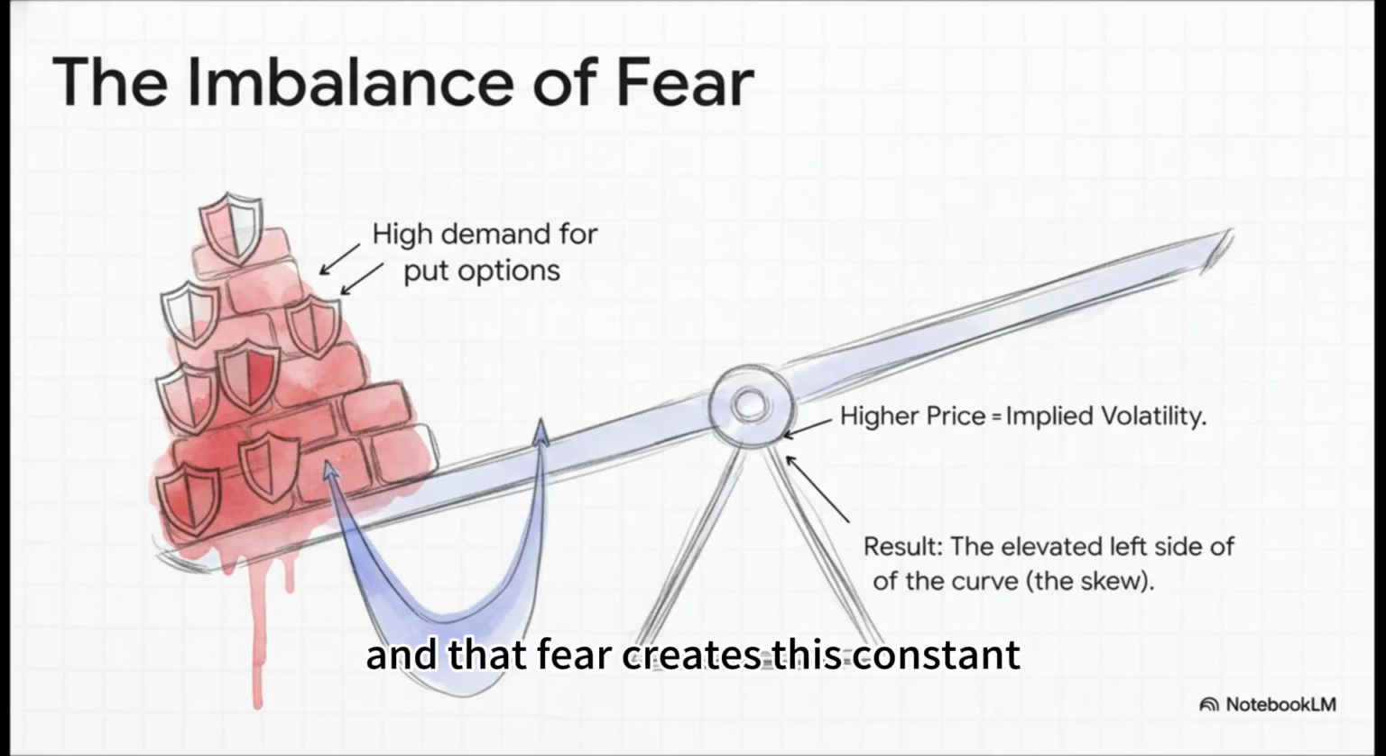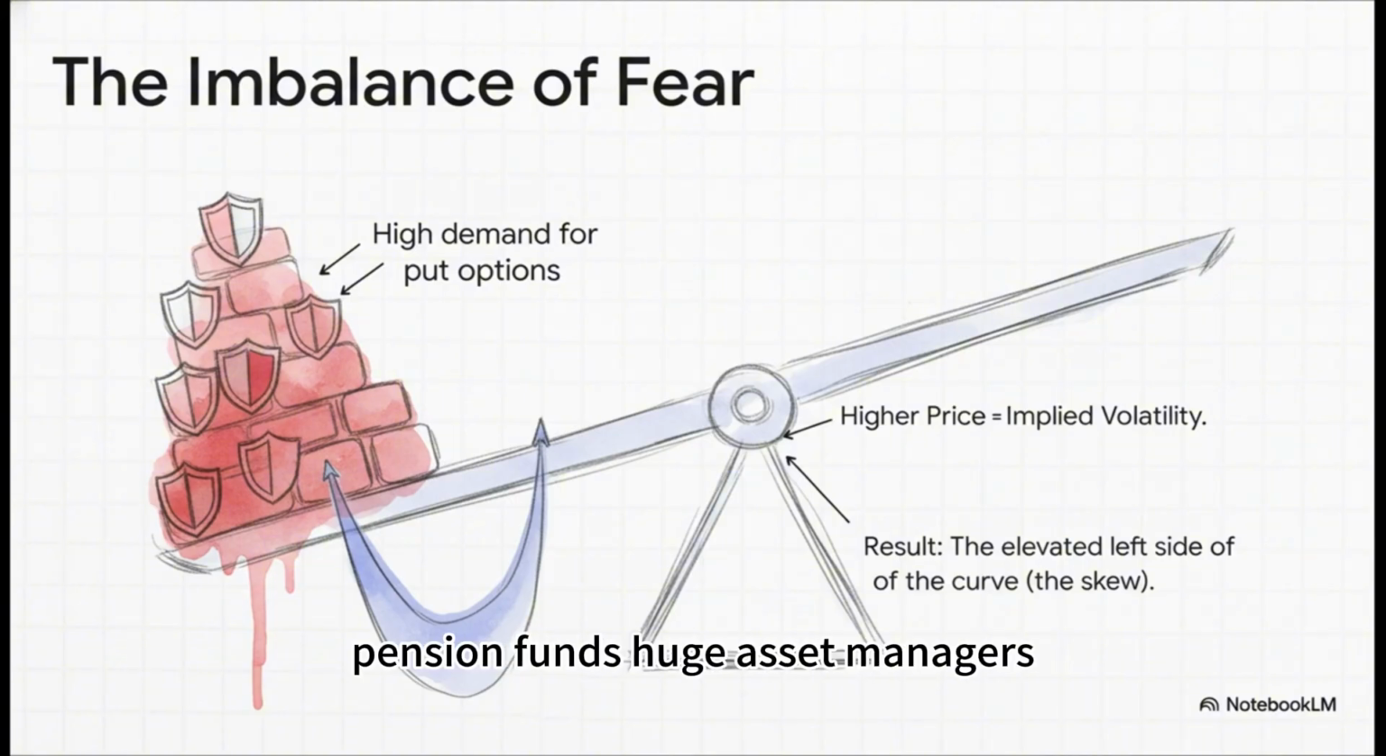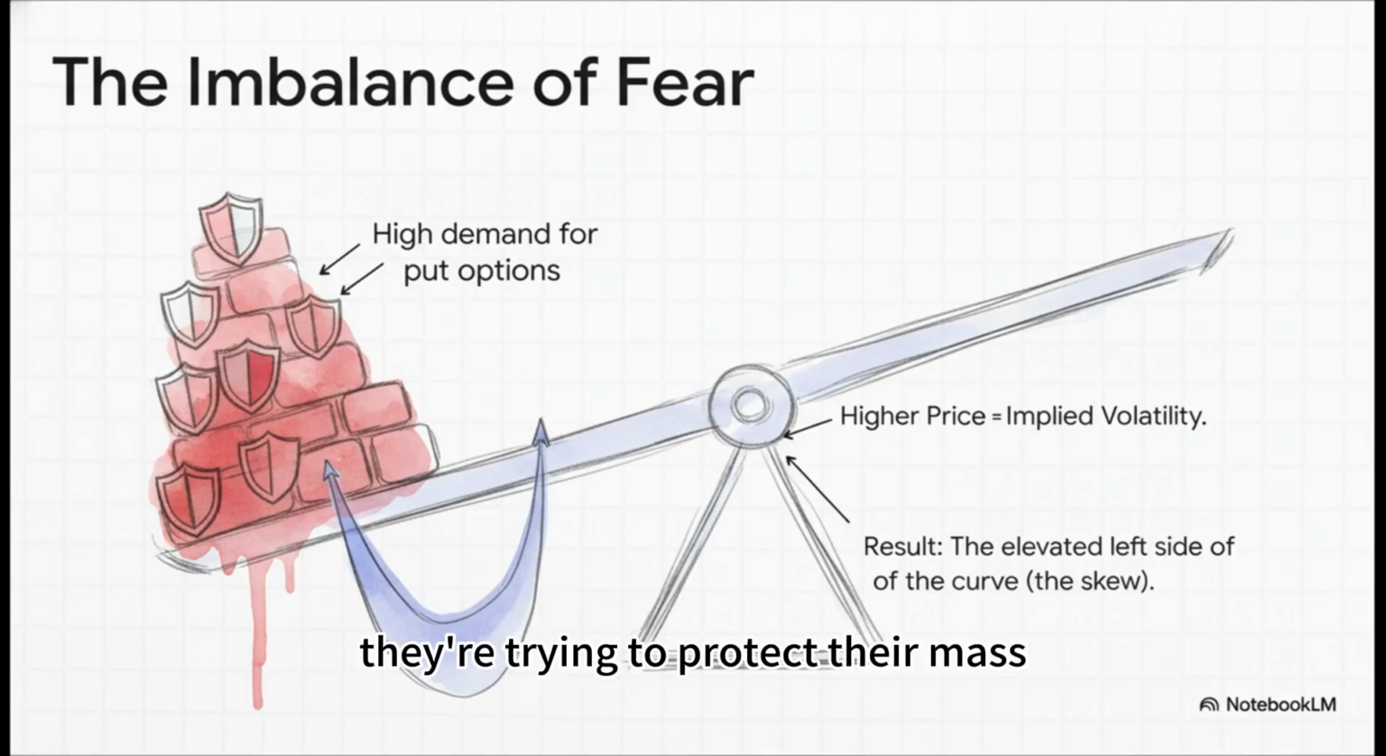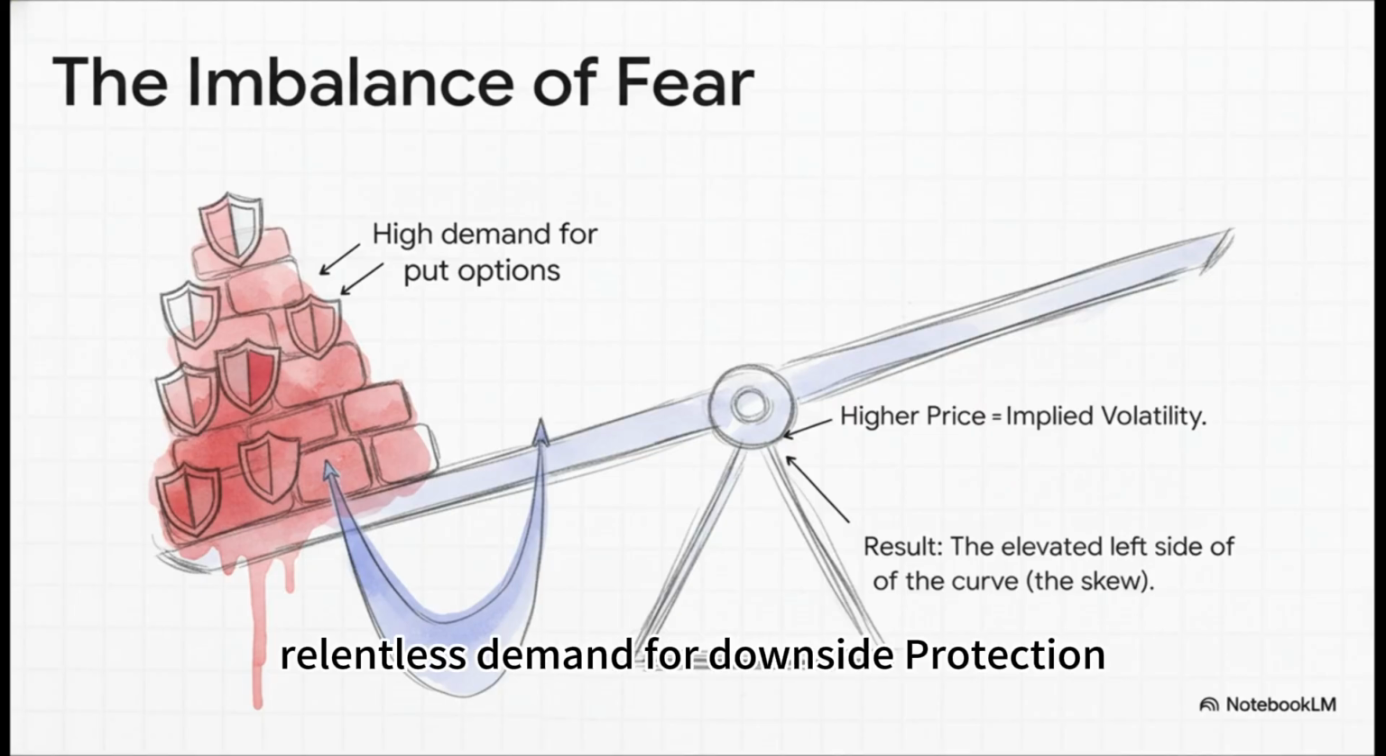And that fear creates this constant imbalance in the market. Think about the big players, pension funds, huge asset managers. They are always buying put options. Why? It's insurance. They're trying to protect their massive portfolios from a nosedive. So you have this huge, relentless demand for downside protection.